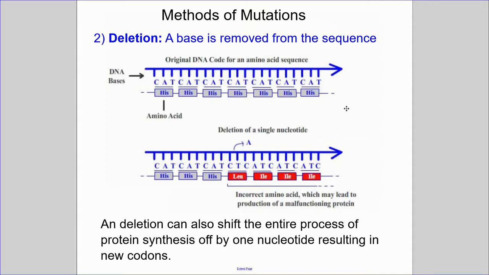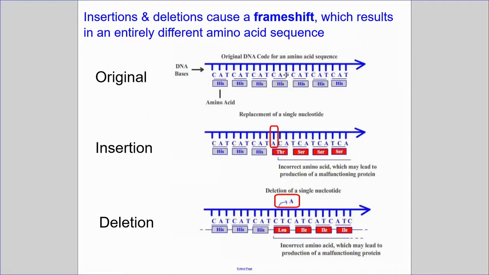So a deletion can also shift the entire process of protein synthesis off by one nucleotide, resulting in new codons. This concept of shifting everything down by one to the left or to the right is known as a frame shift. If you think of each codon as a single frame in the whole sequence, when you shift one of the nucleotides out or in, that's going to change the frame. So we call it a frame shift. It's a very, very detrimental, very bad and negative mutation.